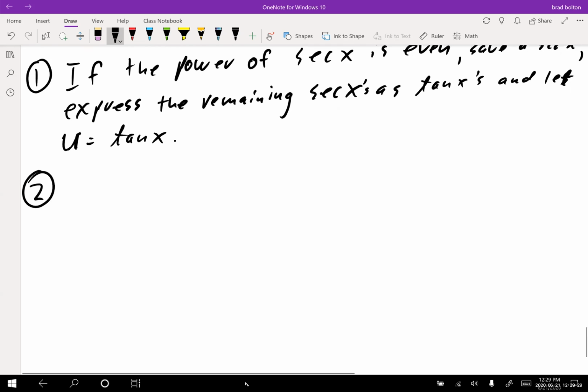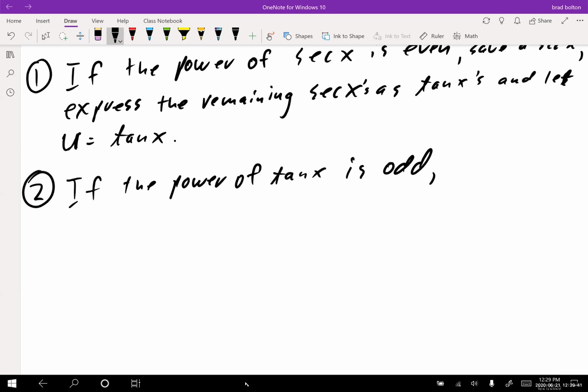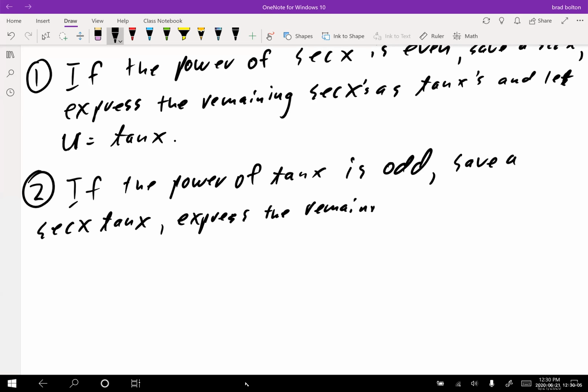Now, the other scenario is if the power of tan x is odd, save a secant x tan x. So you write a whole chunk, a secant x tan x, off to the side and express the remaining tan x's as secant x, using the same identity, tan squared x plus 1 equals secant squared x, and let u equal secant x.